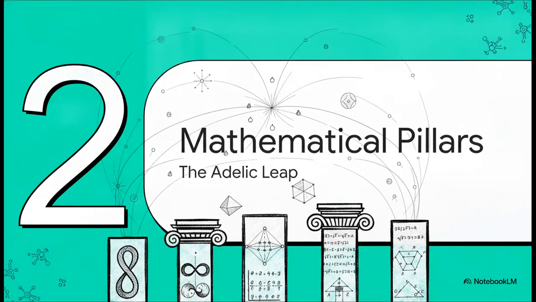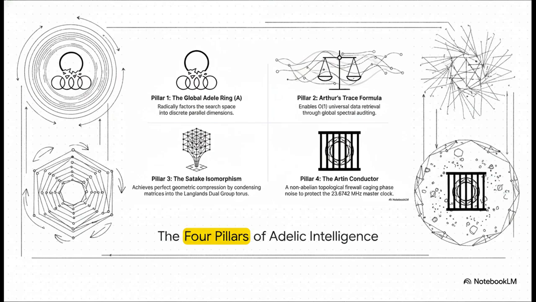Moving right along to Section 2, the four mathematical pillars. Now that we see the core architectural differences, let's introduce the foundation making this possible. Okay, meet the blueprint. These four pillars, the global Adel ring, Arthur's trace formula, the Satake isomorphism, and the Artin conductor, act as our foundation for high-dimensional geometry.